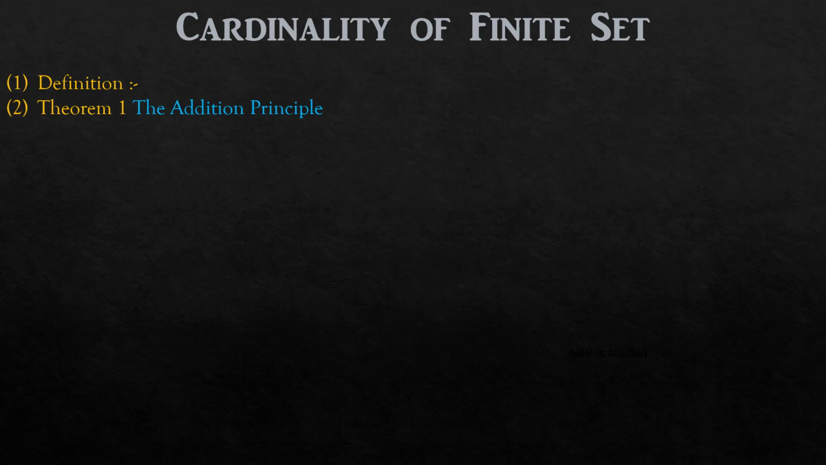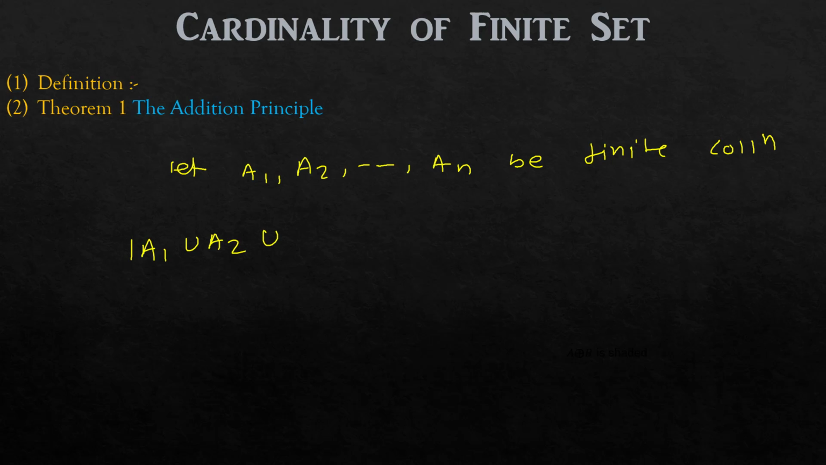Now, let A1, A2, ..., An be a finite collection of mutually disjoint sets. Then we can write the cardinality of A1 union A2 union ... union An is equal to n(A1) plus n(A2) plus ... plus n(An). So this is the corollary for the addition principle.